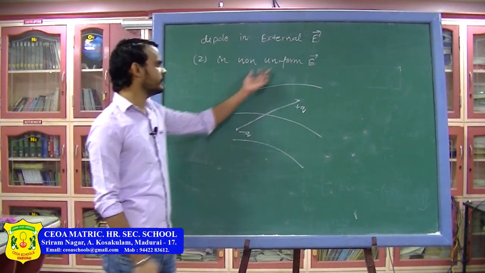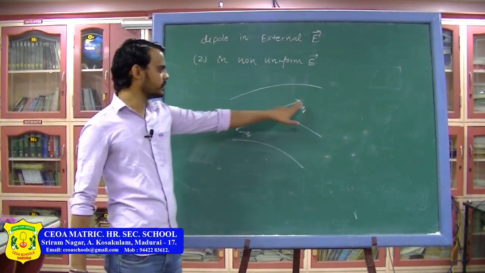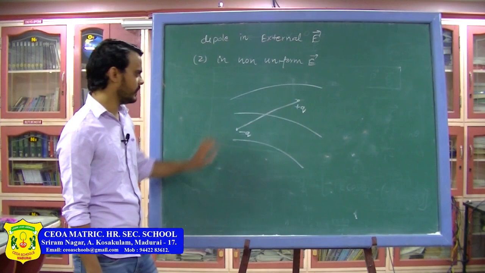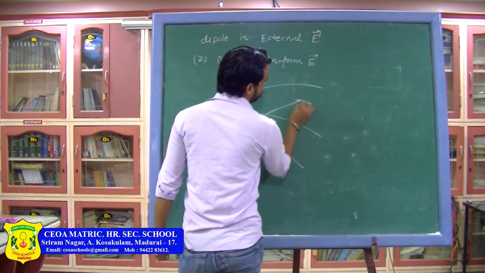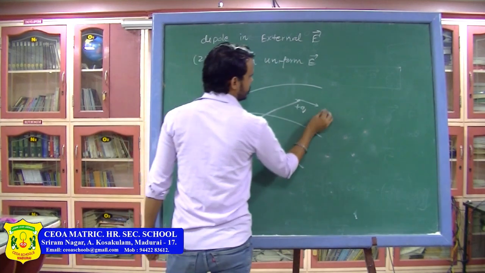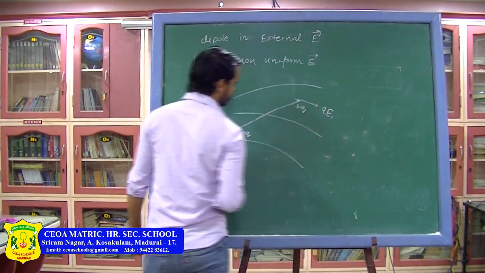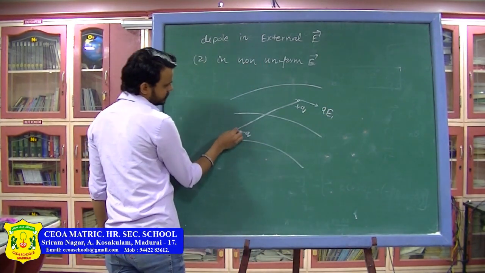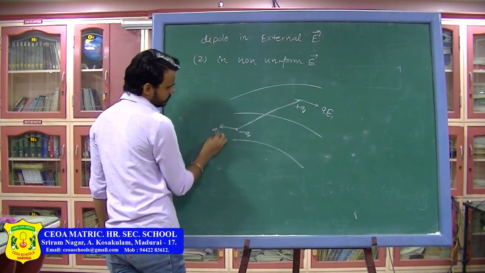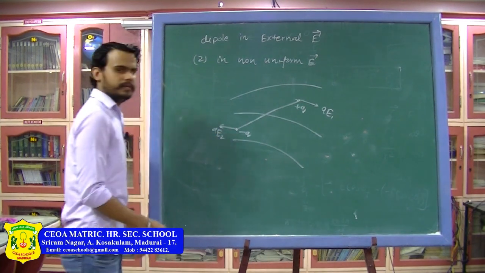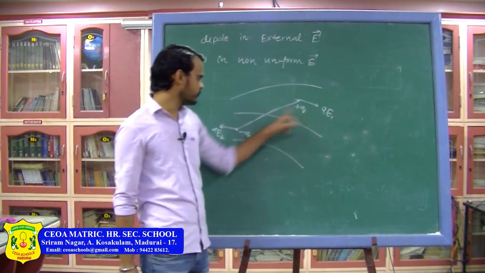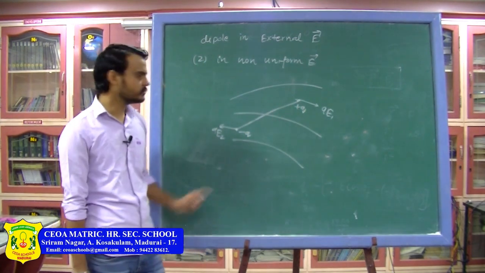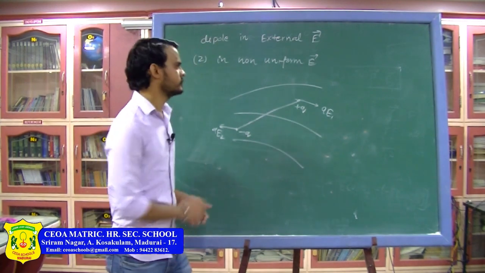As the electric field is non-uniform, the magnitude of electric field here and here is different. So on this point the force will be along this direction, which I can write as q into E1. At this point the force will be along this direction, which will be q into E2. So magnitude wise both the forces are different and the direction of both the forces are also different. So net force will not be 0. That's all you have to remember.